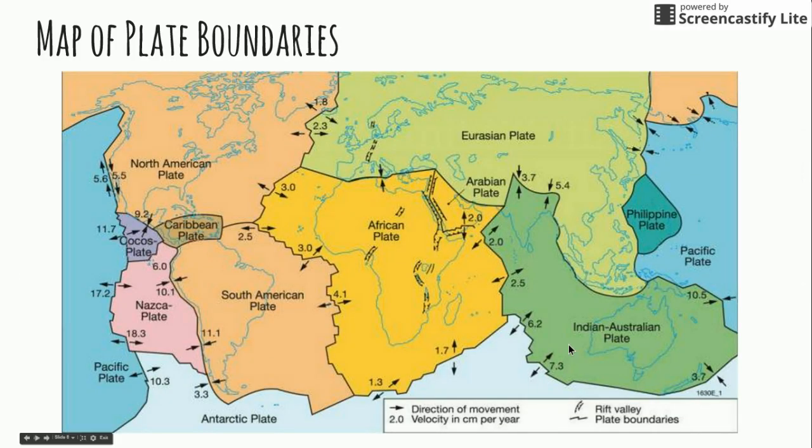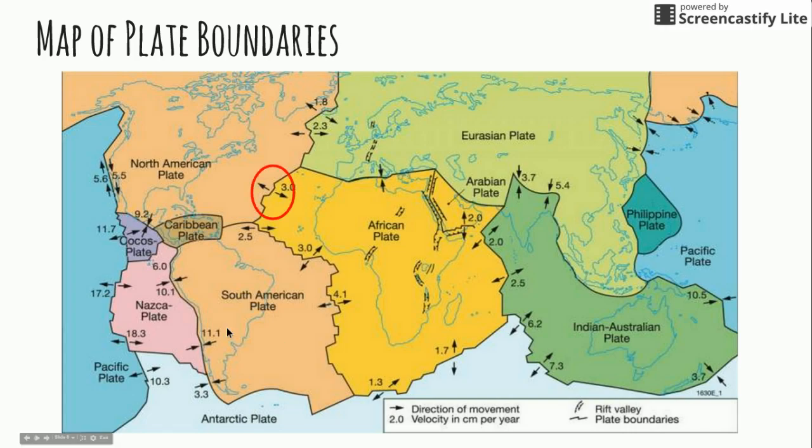So here's a map of the plate boundaries, and you'll notice that although there is an African plate, it is not the exact size of Africa. And there is a North American plate, and it's not the exact size. And a lot of these plate boundaries occur over the ocean or under the ocean instead of over land, with some exceptions.